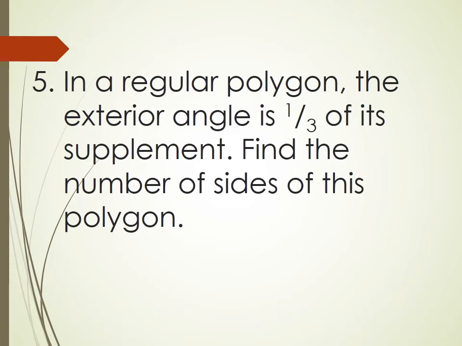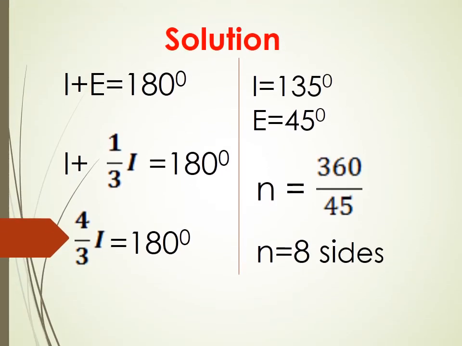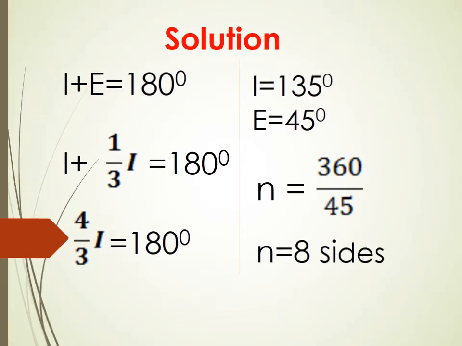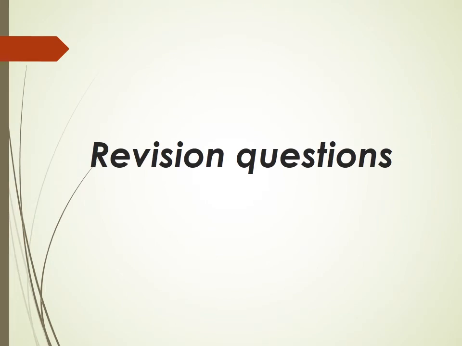Question 5. In a regular polygon, the exterior angle is a third of its supplement. Find the number of sides of this polygon. Solution: I plus E is 180 degrees, I plus a third I is 180, 4 over 3 I is 180, I is equal to 135 degrees, E is equal to 45 degrees, N is equal to 360 over 45, N is equal to 8 sides. We can go to revision questions.